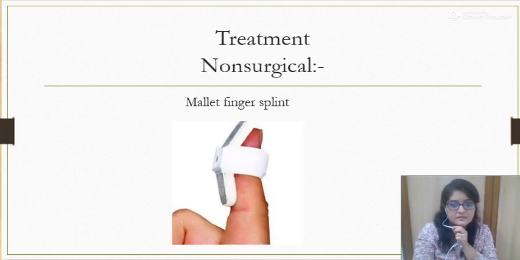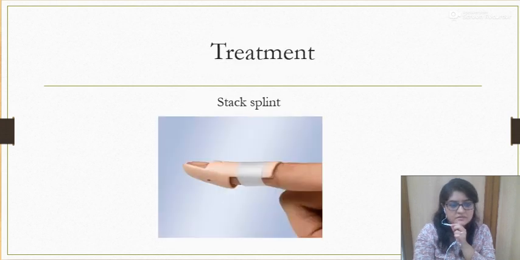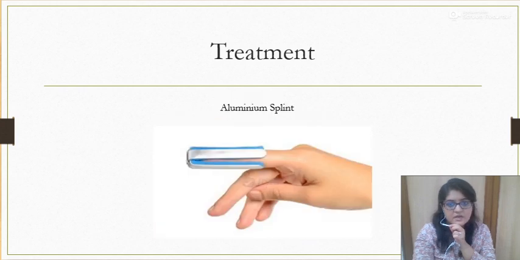This is the mallet finger splint which you can see. Different splints are used to immobilize the DIP joint. This is the stack splint. You can see the finger is immobilized in DIP extension, and this is the aluminum splint.